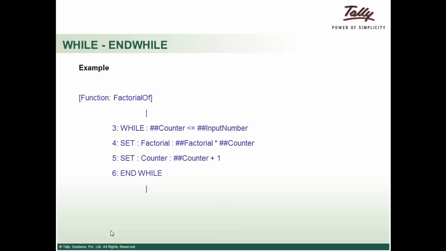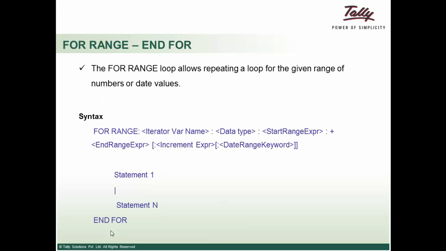This is an example of the factorial that we have done. Then for range allows a repetition of a loop for a given range of numbers or dates. In the previous while loop we had given a condition that it should continue till the condition is satisfied. Here you can give a range of dates or numbers till when this particular statement should continue to increment.